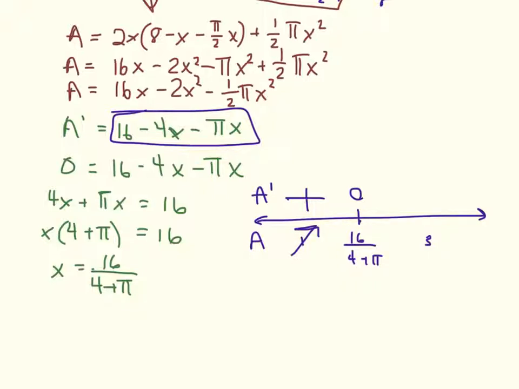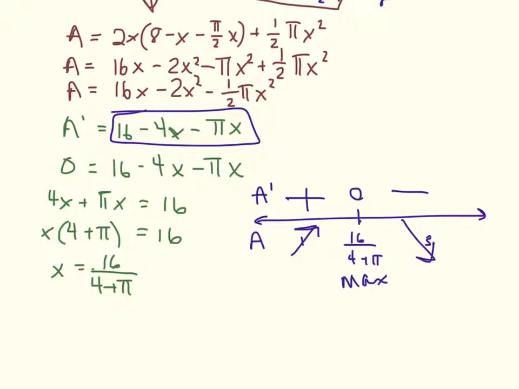All right, then a number bigger than the 16 divided by 4 plus 5, we said was 3, so 16 minus 4 times 3 is 12, would be 4, minus pi times 3 is like 9, so definitely going to be negative, so decreasing there, showing of course that this is a maximum.